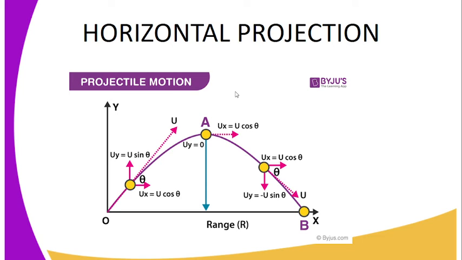We have vertical projection, and that is when an object is thrown vertically upwards. That object moves against gravity, and therefore the equations are going to change, and it's going to be v = u - gt. Next, s will be ut - 1/2 gt². That is for vertical projection. And v² will be u² ± 2gs.